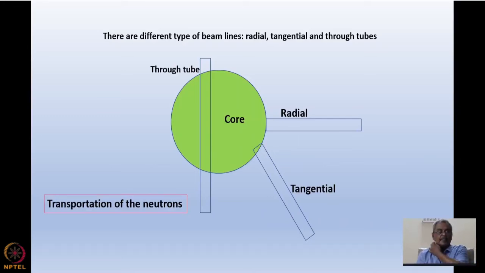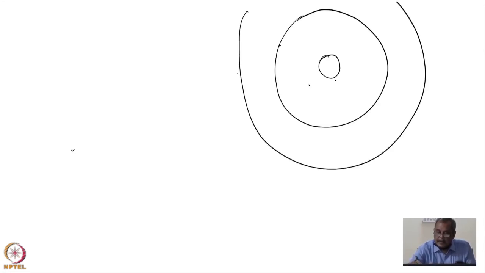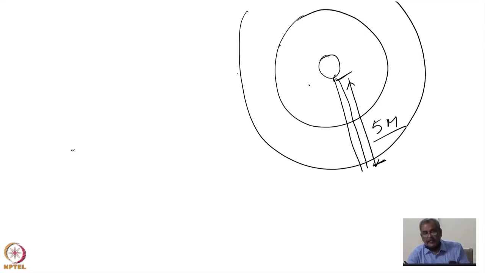So I show you that there are different kinds of beam lines: radial, tangential, and through tubes. Let me explain to you. So this is the core. Possibly there are two more circles. So a neutron beam has to come out from the core to the mouth. And this distance is approximately 5 meters. So these beam lines allow the flow of neutrons through these beam tubes.